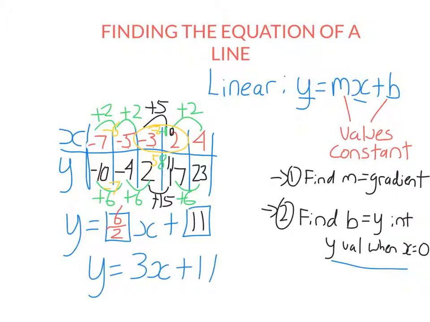And that works with all the values here. If you times negative 7 by 3 and add 11, you get minus 10. If you times minus 5 by 3 and add 11, you get minus 4. Similarly, keep going. If you times 3 by 4 and add 11, you get 23. So that is our equation. So we're just going to do a couple of quick examples where you're given a graph and have to find the equation. So please pause and copy down if you need.